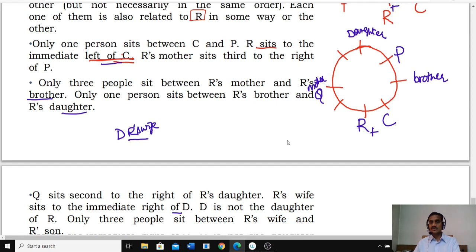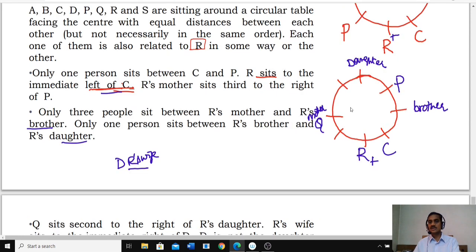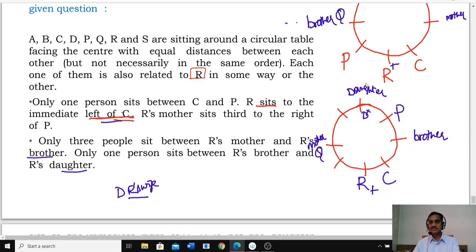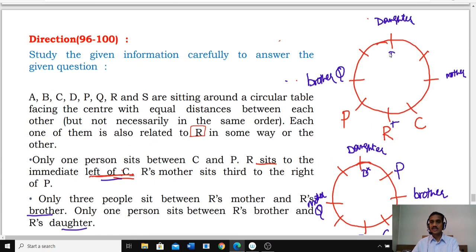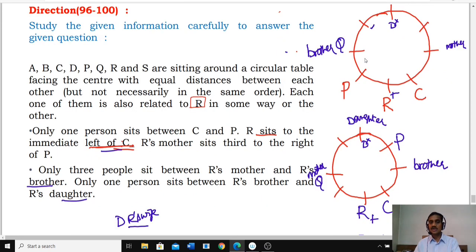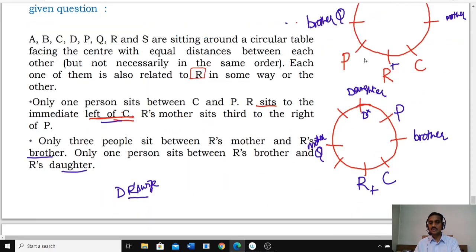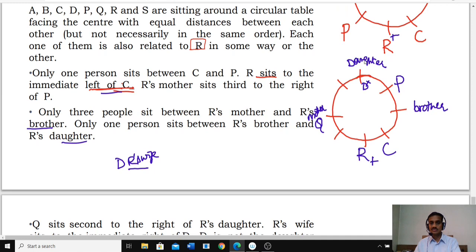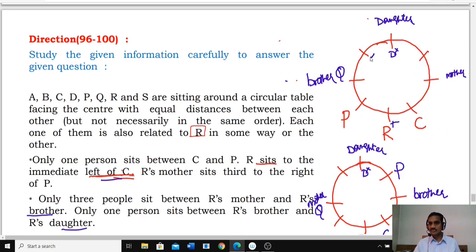D is not the daughter of R. D cannot be at this place. Now mari ippudu D ekkada undalo chudandi. Can D be at this place? Ikkada undacha D? Ikkada D unte, then what is the statement we have? R's wife sits to the immediate right of D. Avuna kada? Immediate right of D, D ikkada unte wife ikkada undali, not possible. Hence D cannot be here.